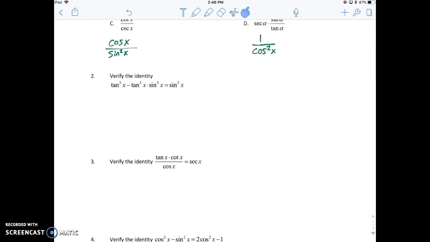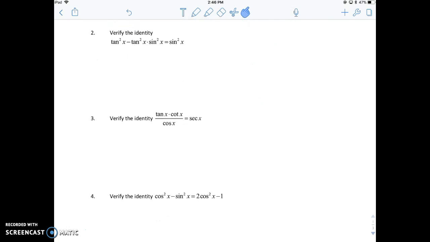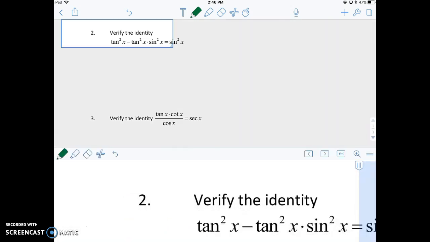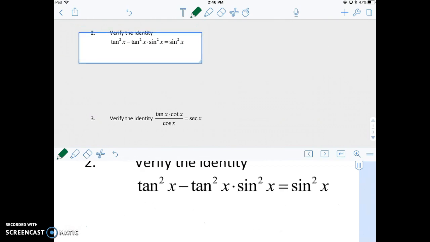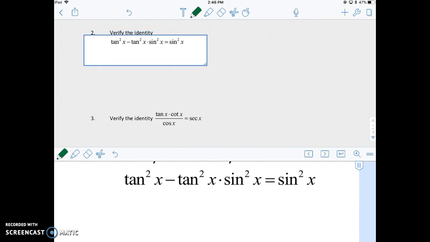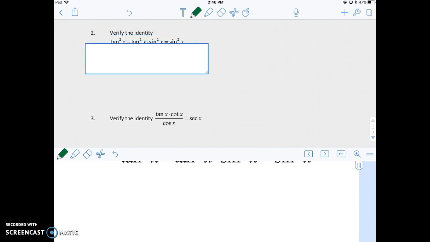How I'm going to do 2, 3, and 4 is I'm going to do number 2 fully, and for 3 and 4 I'll provide the first step so that people can try and simplify on their own from there. On these problems, what we're doing is verifying identities. That means we're going to take the left side of the equation and try to get it to match the right side. So we should turn this whole left side into just sine squared. One thing we can notice is that there's a tangent squared in both terms on the left side, which means we can factor it out.